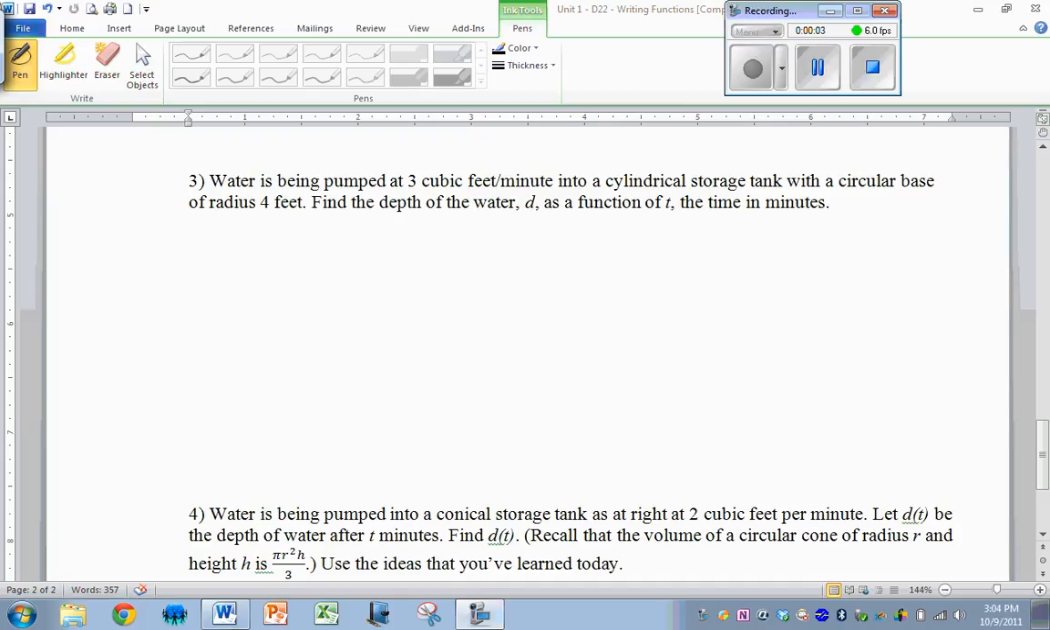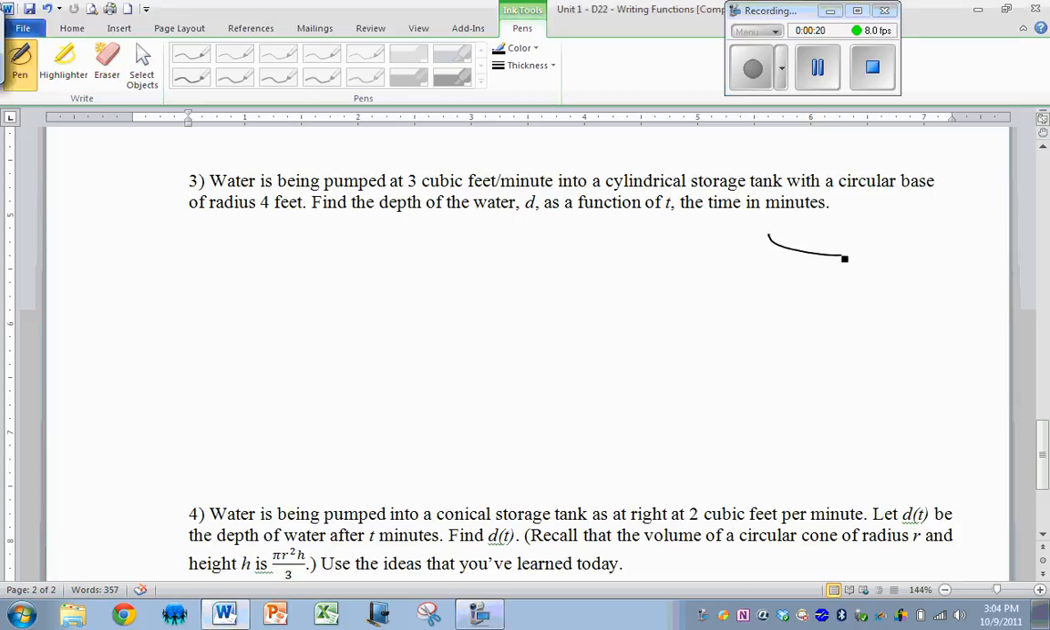All right, boys and girls, we're going to go over number 3. So the water is being pumped at 3 cubic feet per minute into a cylindrical storage tank with a circular base of radius 4 feet. Find the depth of water, D, as a function of time in minutes.